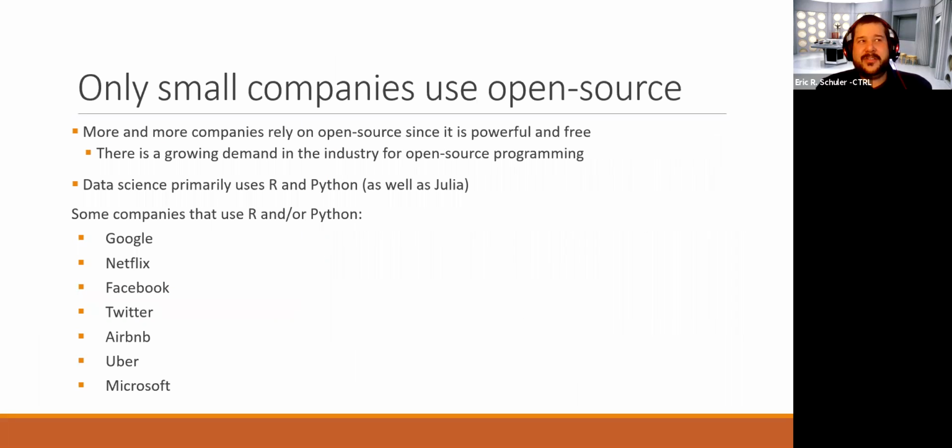So only small companies use open source? Actually, a lot of times more and more companies are relying on open source because it's more powerful, it's free, and keeps the overhead down. So there's a growing demand for these programming languages. Data science primarily depends these days on R and Python, as well as Julia. Julia's somewhat new. It's, I want to say, like 8 or 10 years old now, but it's starting to develop more and more. There's benefits to Julia, but we're not going to talk about it.